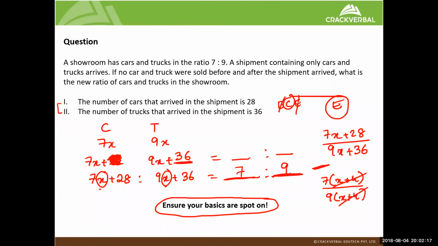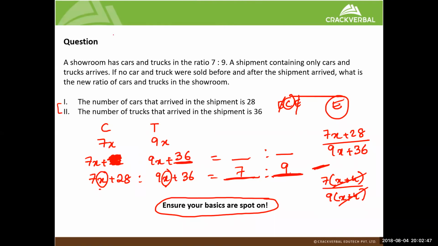Now, why am I saying your basics have to be spot on? Whenever you work with a ratio question, you need to sometimes play devil's advocate. Don't assume that to solve for a ratio, you always need to solve for the variable of that ratio. You can always solve for a ratio by putting it in terms of a fraction. And if in that fraction you're able to factor out something on the numerator and on the denominator, and eliminate the terms, you can get a new ratio.